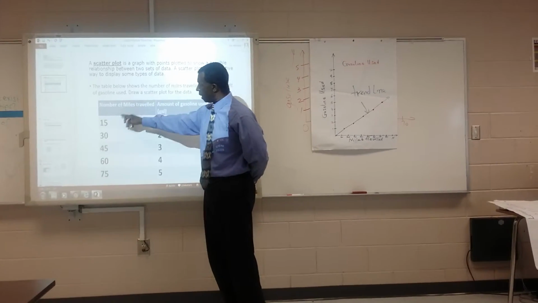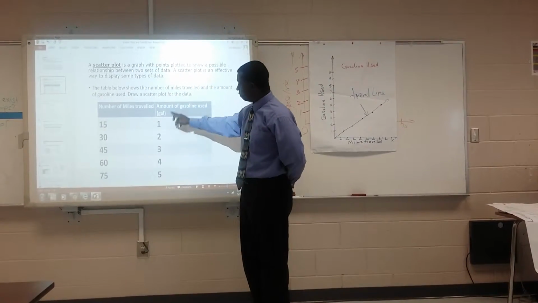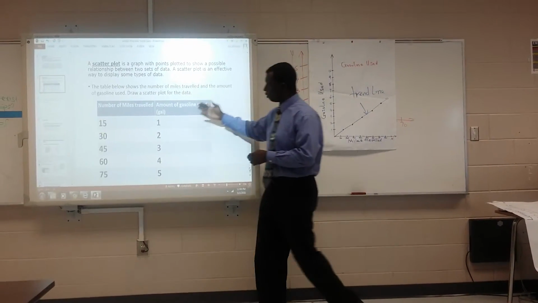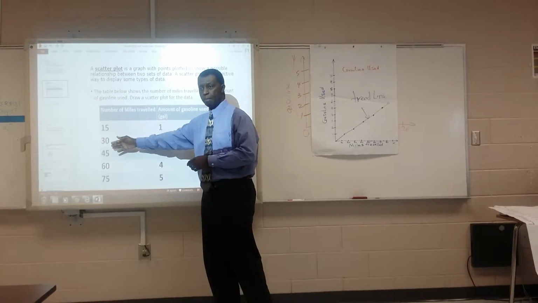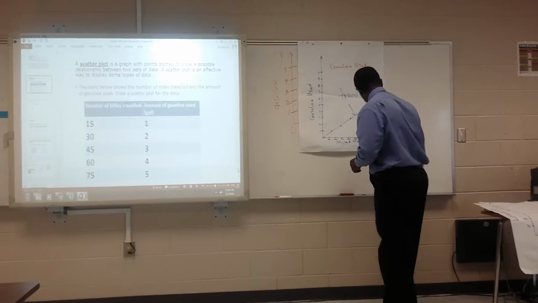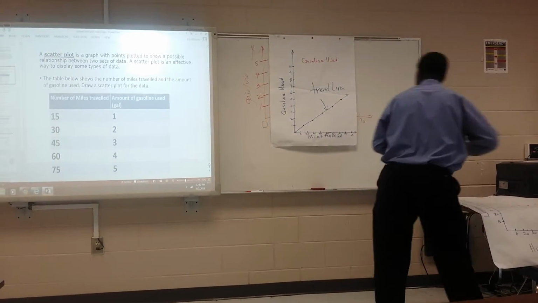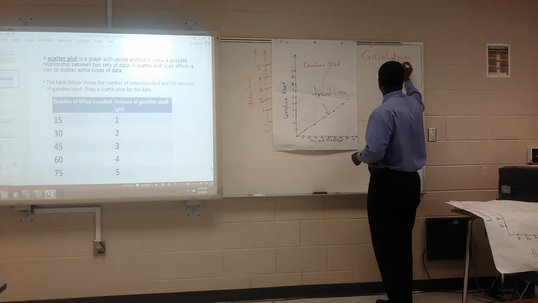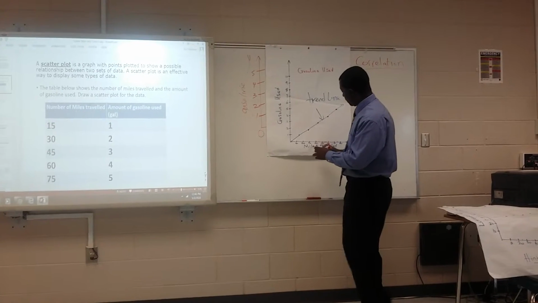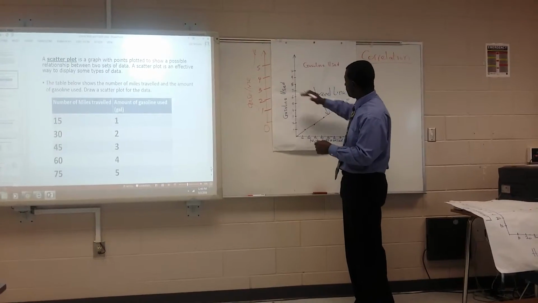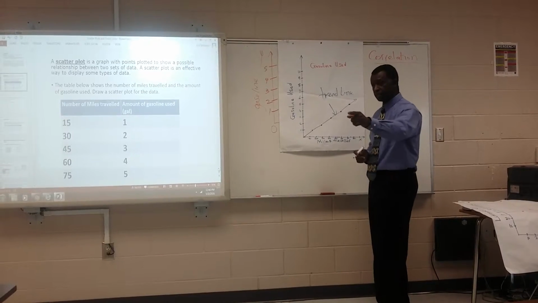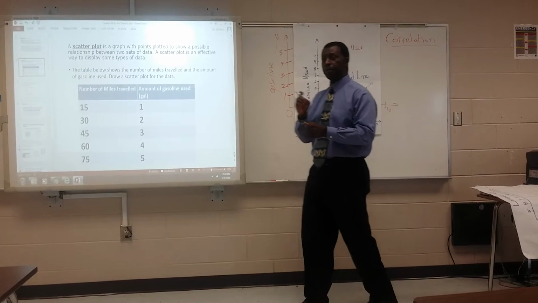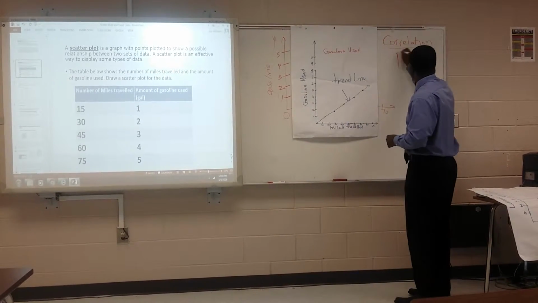We see that as the number of miles traveled increases, the amount of gasoline used also increases. So there seems to be a relationship between the amount of gasoline used and the number of miles traveled. We call this relationship a correlation. All right? The relationship between the two variables, the miles traveled and the gasoline used, we call it a correlation. Now, as somebody said, it's increasing from left to right. So therefore, we call this kind of correlation a positive correlation.